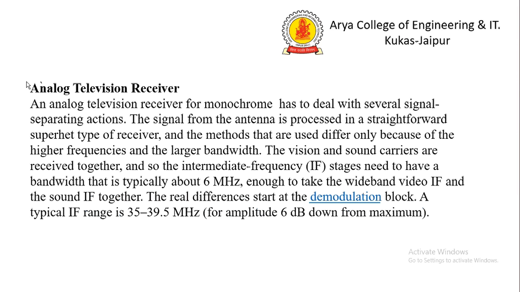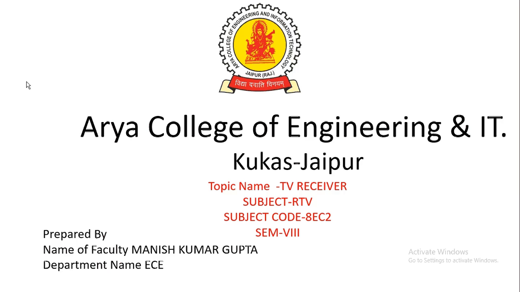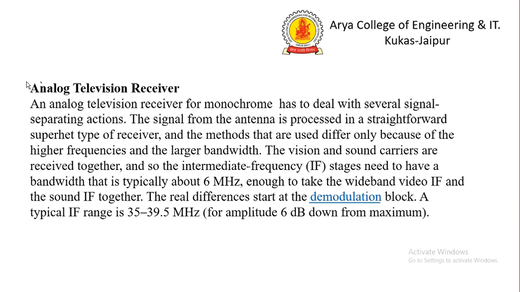Analog television receiver. An analog television receiver for monochrome has to deal with several signal processing actions. The signal from the antenna is processed in a straightforward superhet type of receiver, and the methods that are used differ only because of the higher frequency and the larger bandwidth.